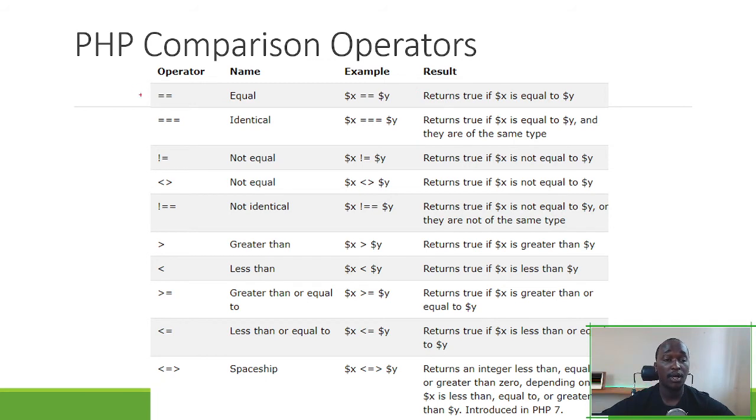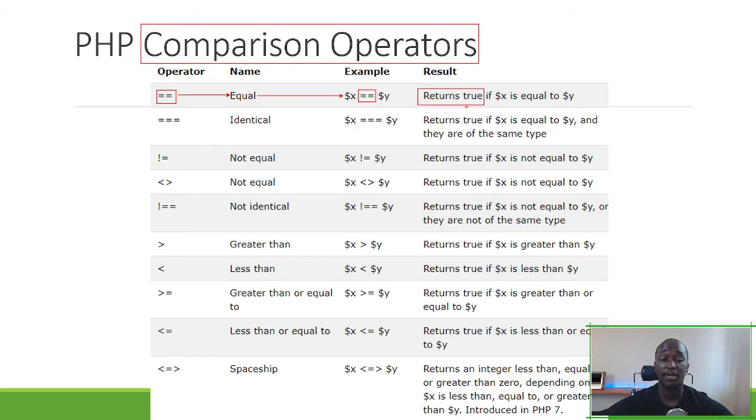For example, when we use the two equal signs, that is what we call the equal comparison operator. When we do x equals equals y, remember it's two equal signs, it's going to return true if the value of x and the value of y is the same. Otherwise, it's going to return false. Please remember that comparison operators, all of them, either return true or false after comparing the value on the right and the left.